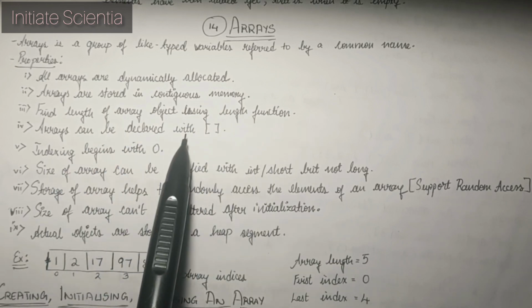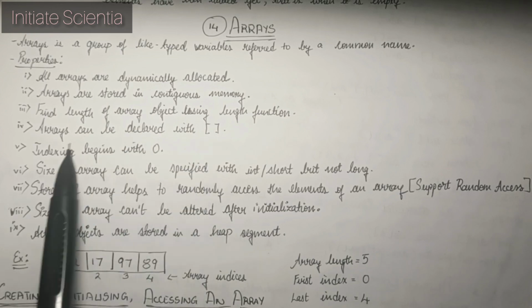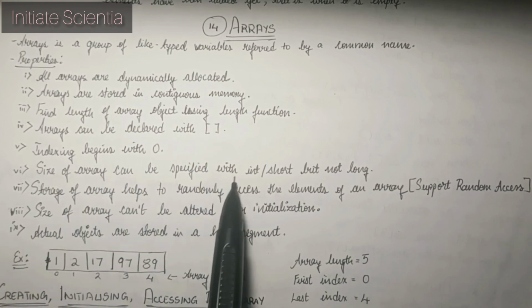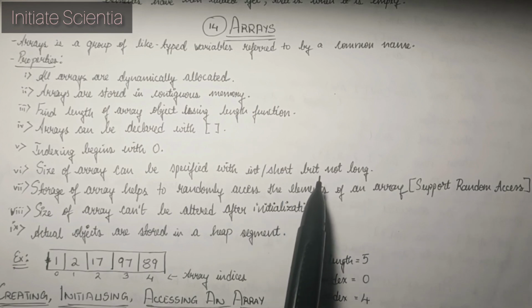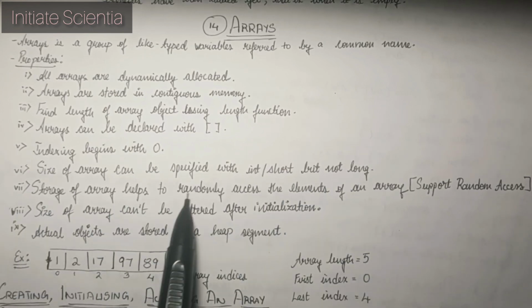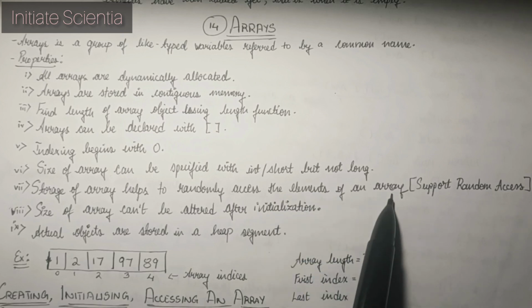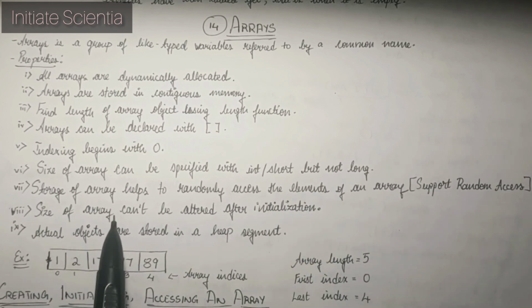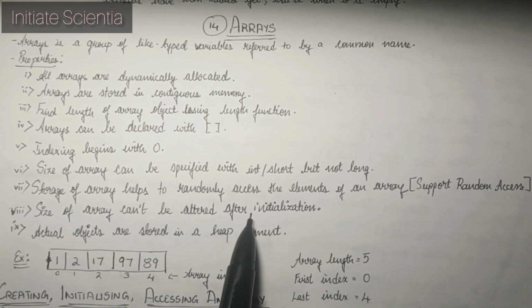Arrays can be declared with indexing beginning at 0. The size of an array can be specified with int or short but not long. Storage of an array helps to randomly access the elements of the array. Arrays support random access. The size of an array cannot be altered after initialization. Actual objects are stored in a heap segment.